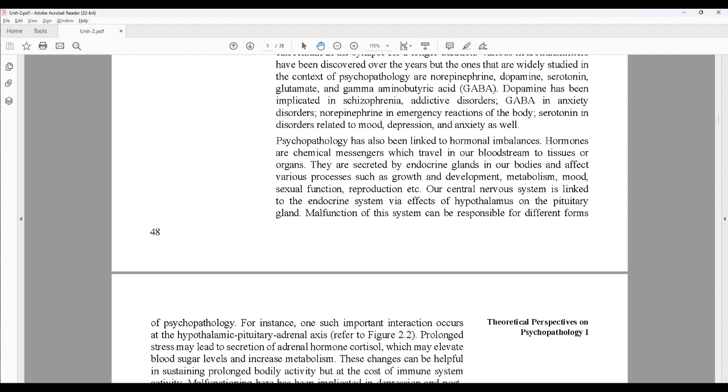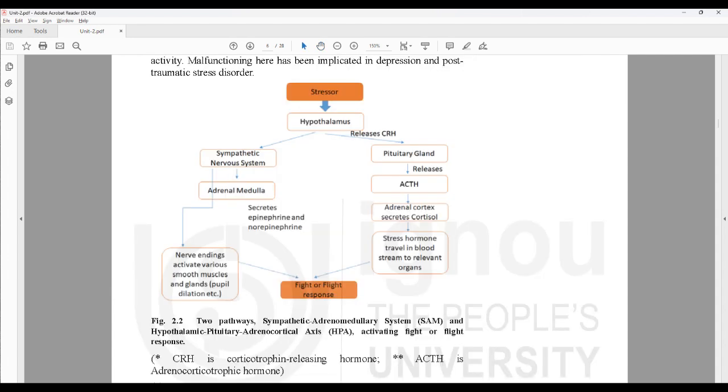For instance, one such important interaction occurs at the hypothalamic-pituitary-adrenal axis, refer to Figure 2.2. Prolonged stress may lead to secretion of the adrenal hormone cortisol, which may elevate blood sugar levels and increase metabolism. These changes can be helpful in sustaining prolonged bodily activity but at the cost of immune system activity. Malfunctioning here has been implicated in depression and post-traumatic stress disorder.